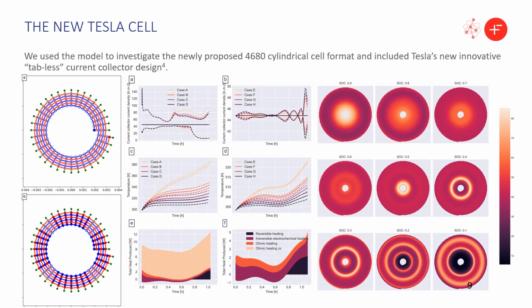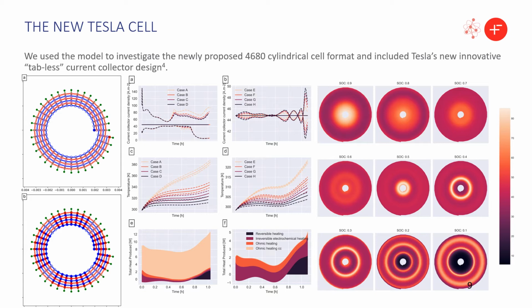Scaling up the model is also very easy, so we can determine parametrically, as well as from images, the number of layers in the model. And I used the same cell parameters that were gathered by our colleagues in Birmingham and Warwick for an M50 cell, and I applied it to the new Tesla 4680 cylindrical cell format.